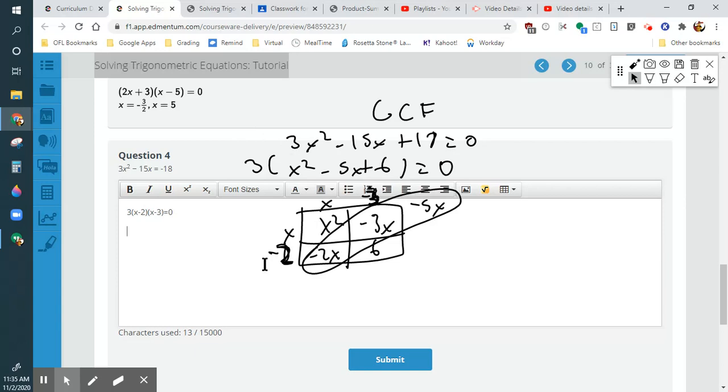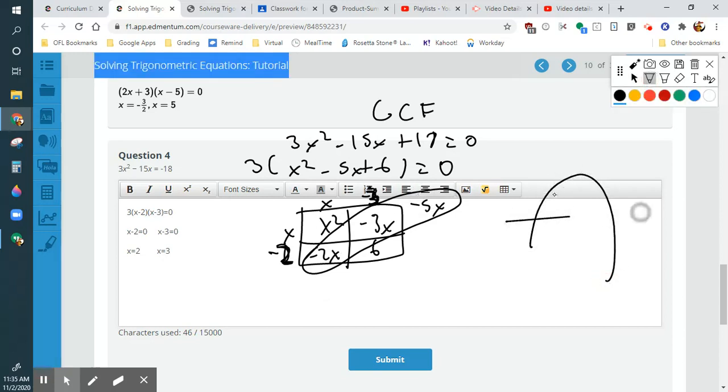And then I'm going to solve this into two different problems. So x minus 2 equals 0. x minus 3 equals 0. So we get x equals 2 and x equals 3. Notice how this a didn't really affect anything because we're solving for zeros. We're solving for when it crosses the x-axis. If this is skinnier or fatter, it's not going to change where it crosses the x-axis.